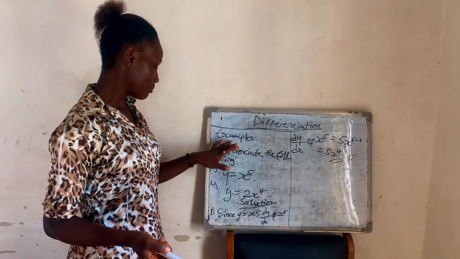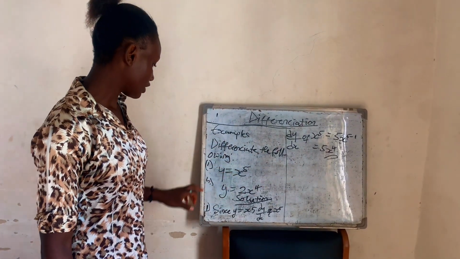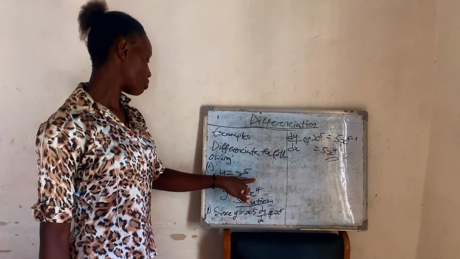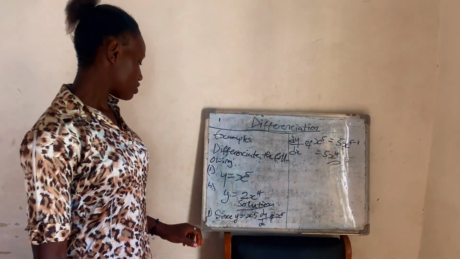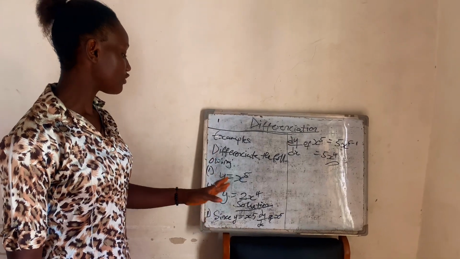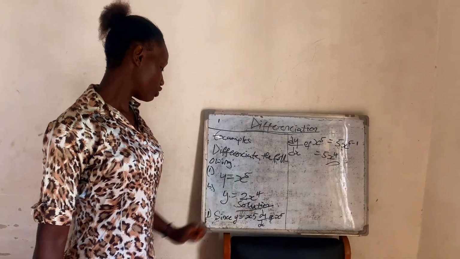For example, we have here: differentiate the following. Number one, y is equal to x raised to the power 5. Number two, y is equal to 2x raised to the power 4. So to find the differentiation of number one, which is x raised to the power 5, we have the solution.